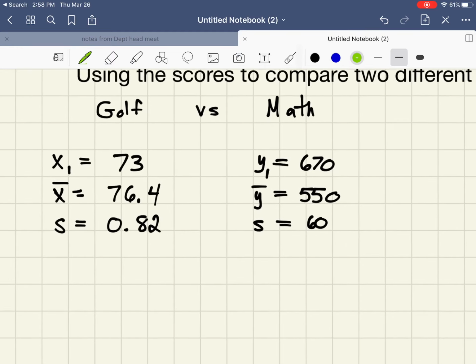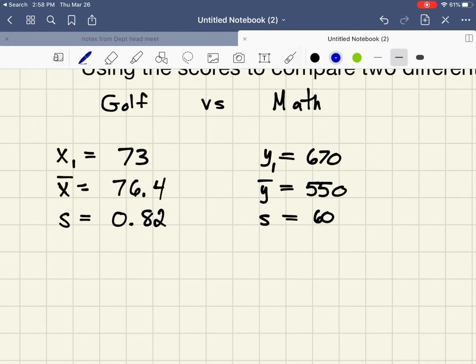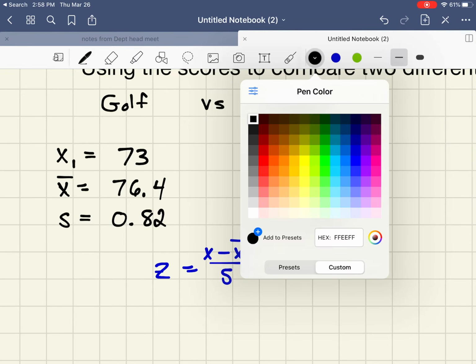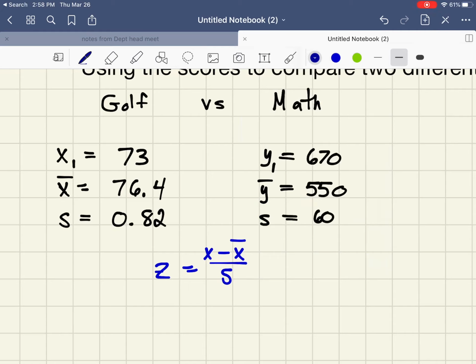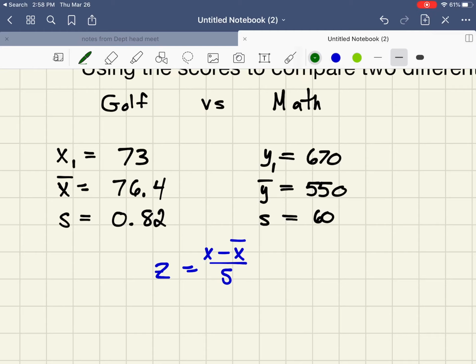Now, let's take a look at these two problems. Again, the formula: z equals x minus x bar over s. Now I could use different variables, like in the second example here with the math score. I'm using y's. On the left with the golf, I'm using x's. So let's do the golf in green.